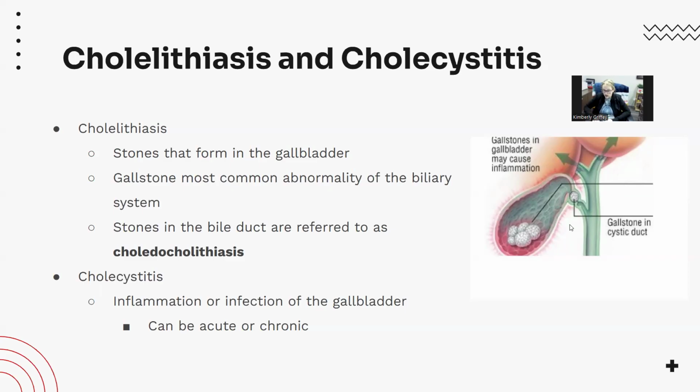The cause is unknown, but it could be due to bile stasis, dietary factors, and infection. You can have tumors and destruction from scarring. Sticking in the bile duct can lead to cholecystitis. Cholecystitis is an inflammation or infection of the gallbladder. It can be acute or chronic. These almost always coexist with each other, and they're fairly common in middle-aged women with multiple pregnancies, diabetes, or obesity with frequent weight changes.